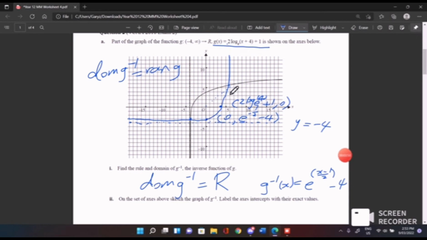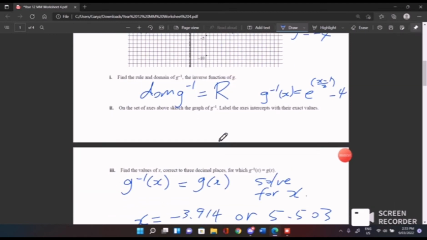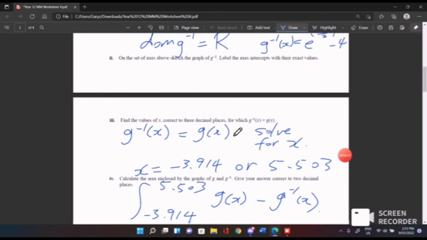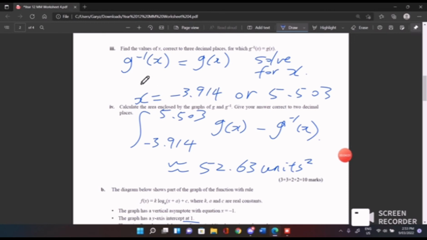As we can see here, there are two intersection points, and that is exactly what the next question asks us to do, which is to solve for values of x, which are these two points. To work out this question, we define g of x on our CAS and g inverse of x on our CAS as well, and we let them equal each other and solve for x, and we'll get those two solutions. So this is a CAS question.